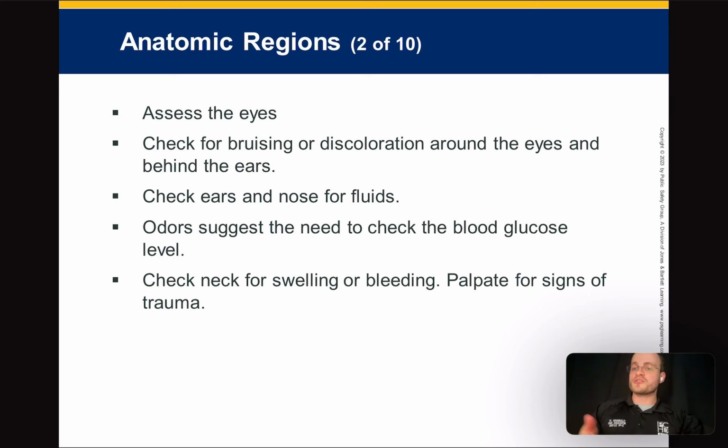We're going to look for odors that suggest the need to check for blood glucose levels, right? If someone has really high blood glucose, it smells like acetone, and that's diabetic ketoacidosis. And so sometimes you can smell that. It has a fruity smell to it.